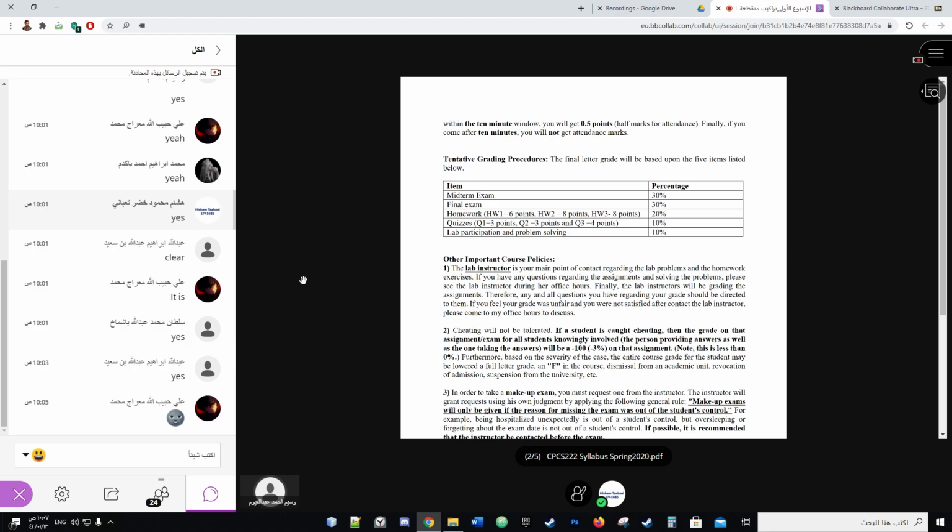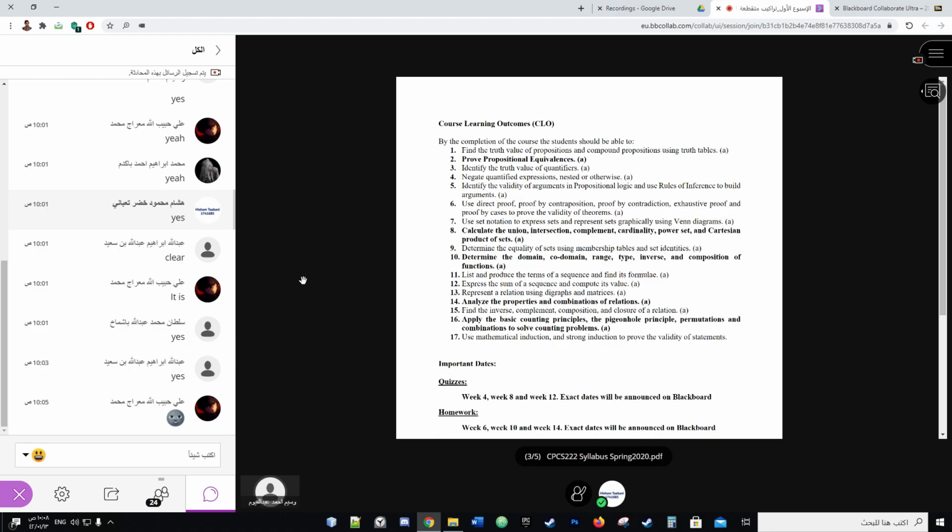Everything will be posted on Blackboard, so make sure that you frequently check Blackboard for the latest updates. It's your responsibility to make sure that you're aware of everything that is posted on Blackboard.